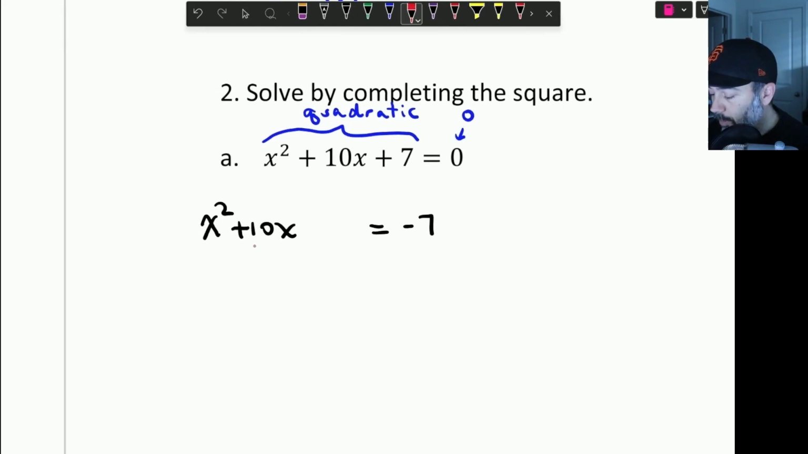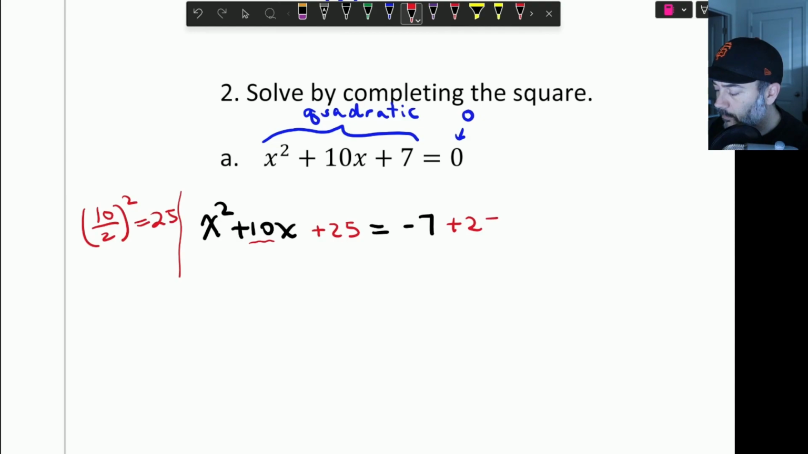Now, a little bit of side work. We take the b term, the 10, divide by 2, and square it. That's 5 squared, so that's 25. That means you add 25 to the left-hand side, and you add 25 to the right-hand side. You can also add and subtract 25 on the same side on the left, and that's equivalent. What's great is the left-hand side is now x plus 5 squared, and the right-hand side is 18.